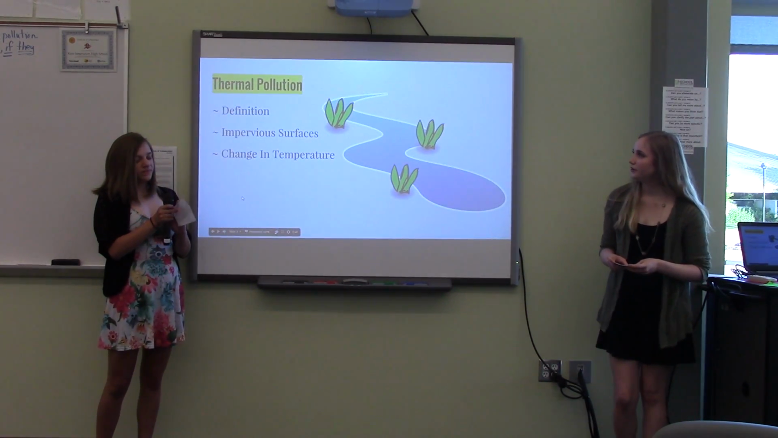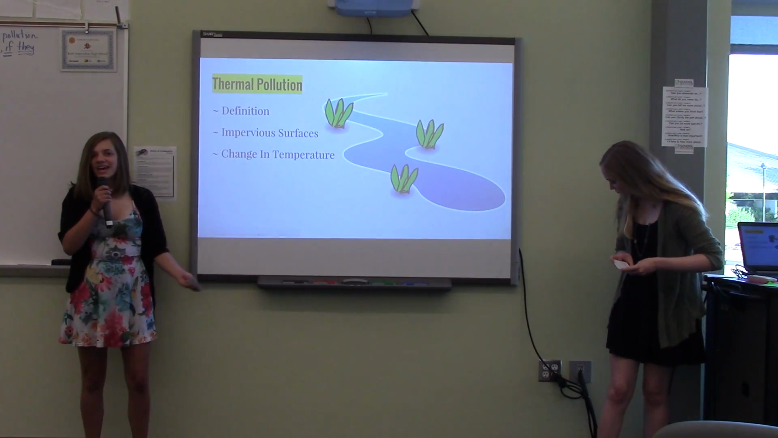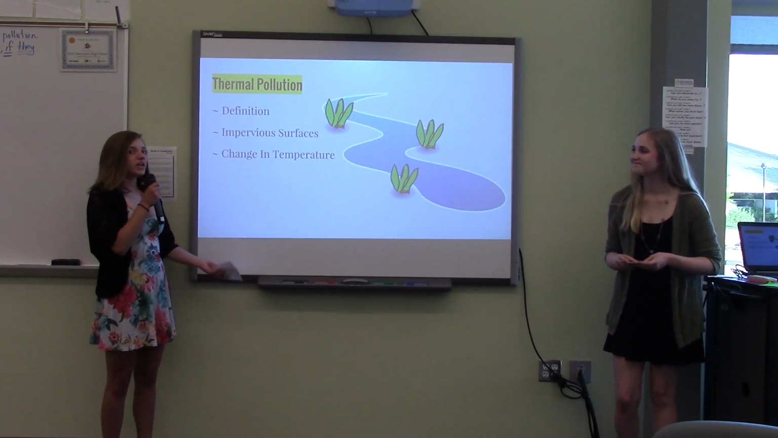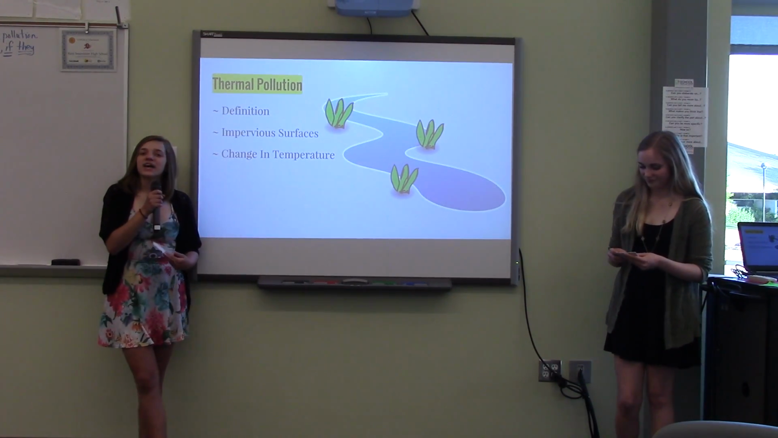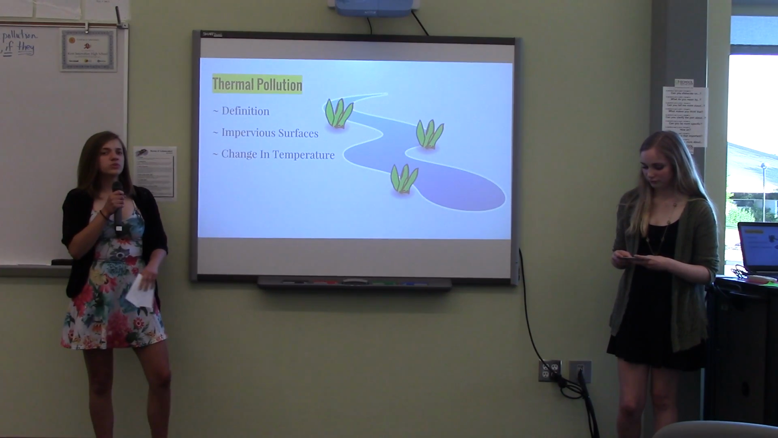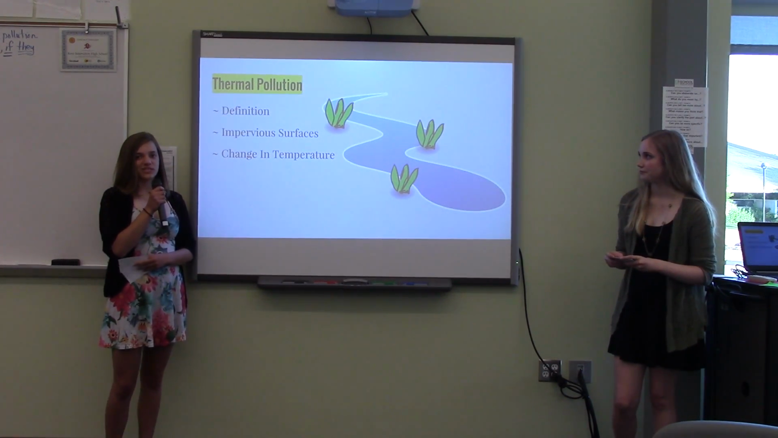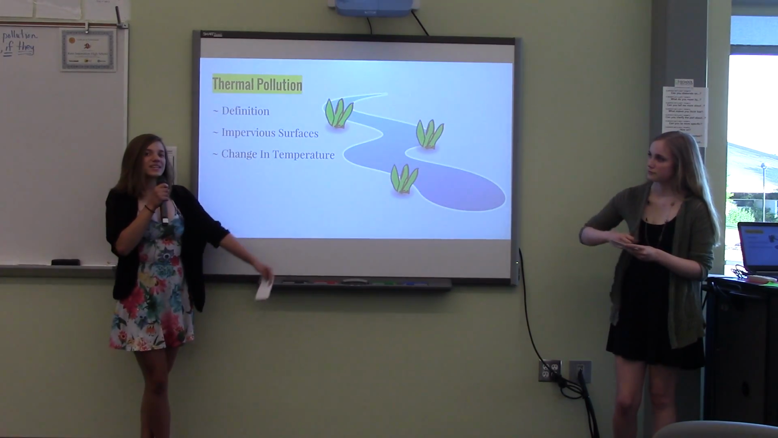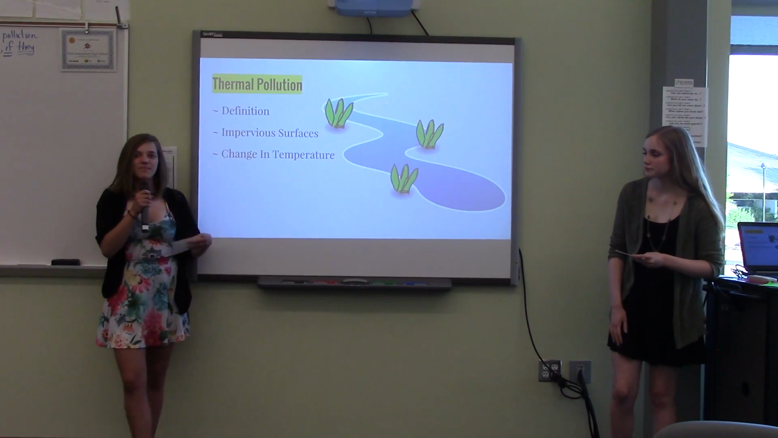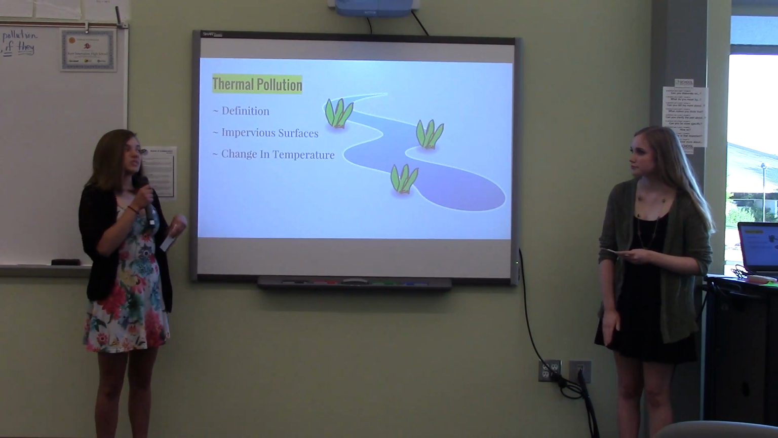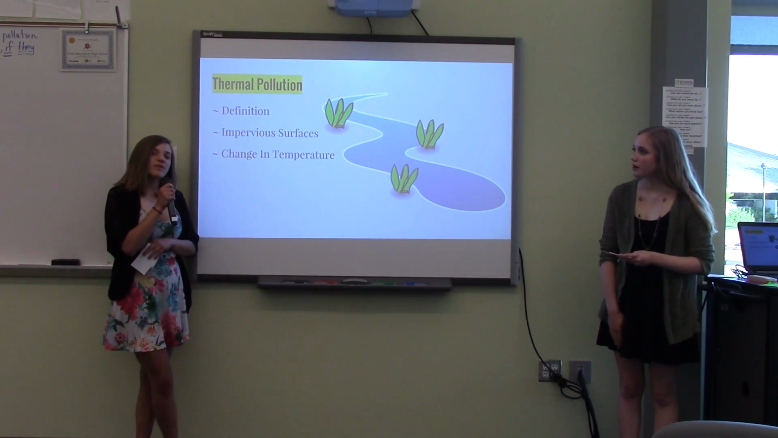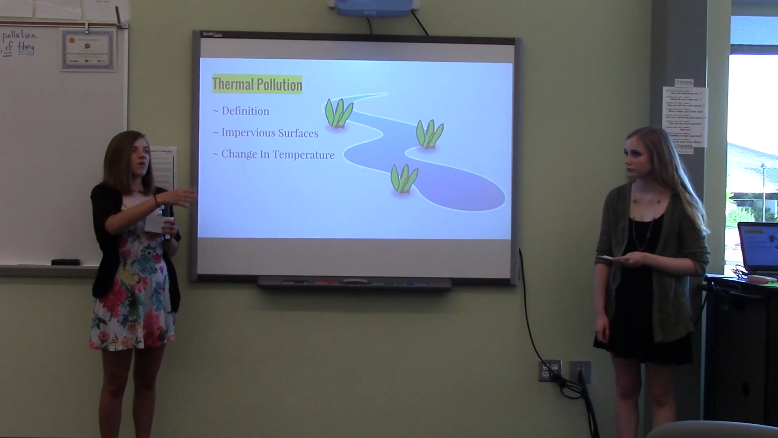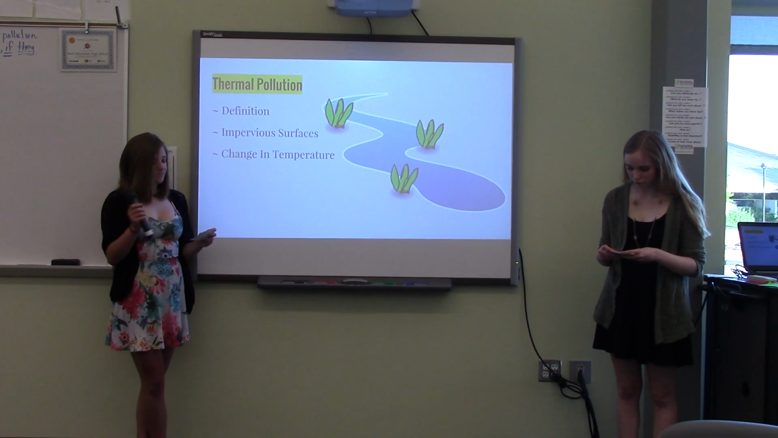So, thermal pollution is defined as a sudden increase in the temperature of a body of water caused by human impact. The human impact we'd be mainly trying to help reduce is the impact of impervious surfaces. When water collects on impervious surfaces, it can increase in temperature, and then that water goes into our lakes and rivers, focusing specifically on our watershed, Lamberton Creek.